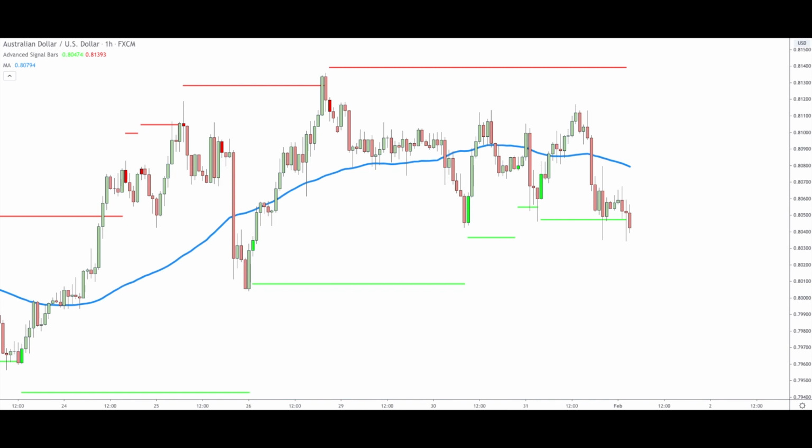We trade the markets by making clear and simple analysis. We call it the minimalist way because it's a clear and simple analysis by using clear and simple indicators.